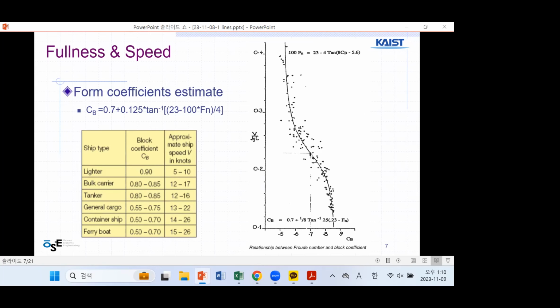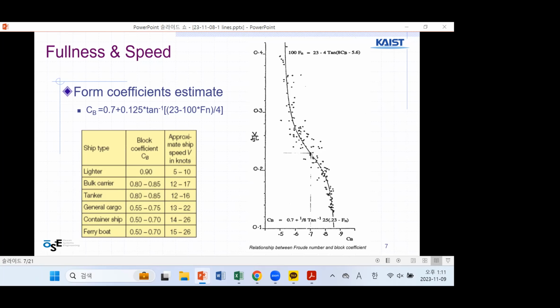So this curve is drawn using software or something. But in the old days, when I was young, I drew it myself in pen and pencil, to see what my block coefficient is and what my Froude number is, targeting depending on the ship type. So that we can get a guideline for the design.